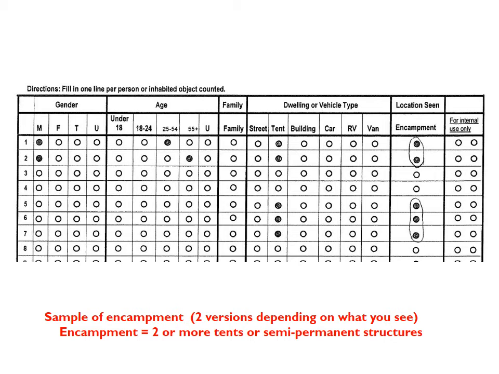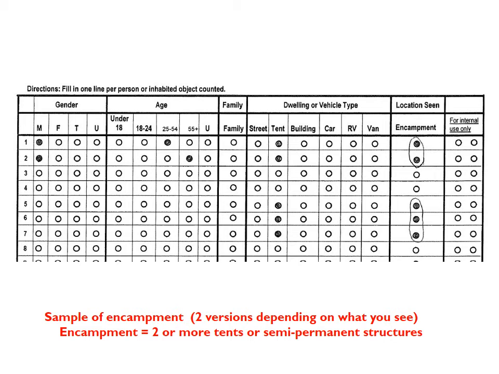The next sample would be if you see an encampment. An encampment is defined as 2 or more tents or semi-permanent structures. If you remember that picture I showed at the beginning of this slide, that is an example of an encampment.